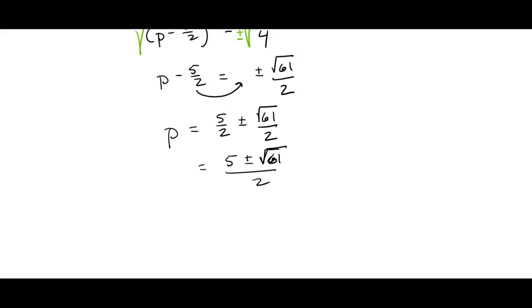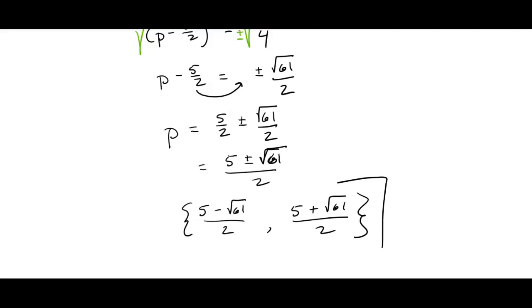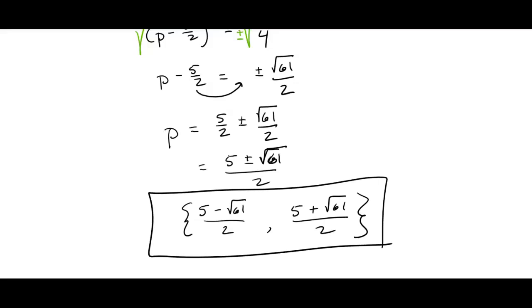But we did have common denominators. That was helpful. Now, if we're writing it with two separate answers, one would be 5 minus the square root of 61 over 2, and the other would be 5 plus the square root of 61 over 2. So I would write the answers like that. Okay, there we go.